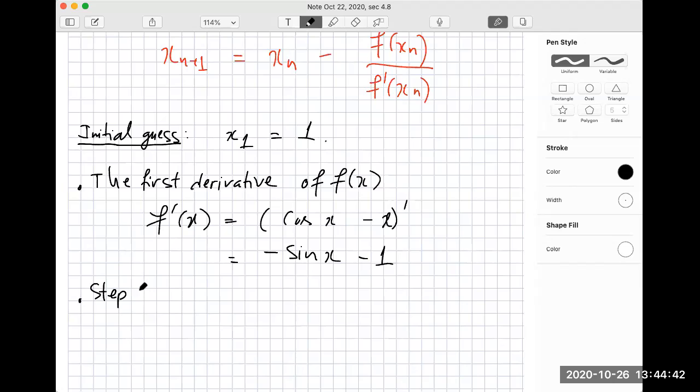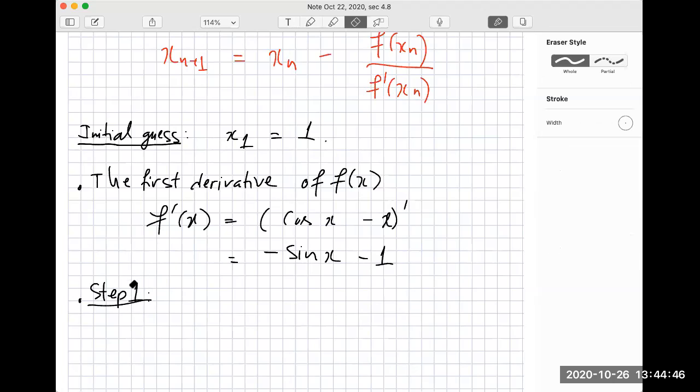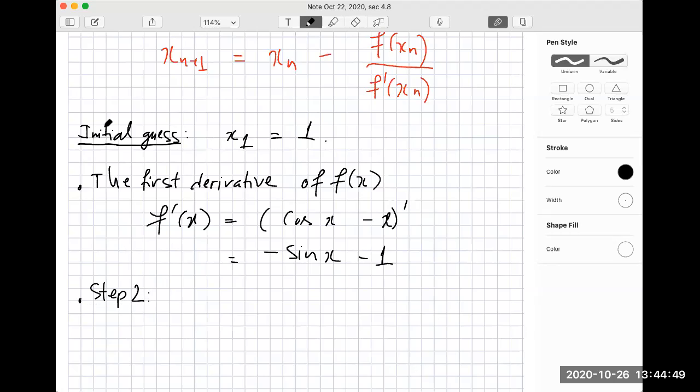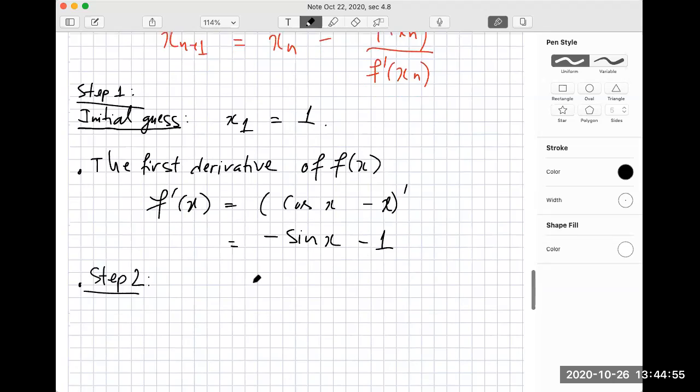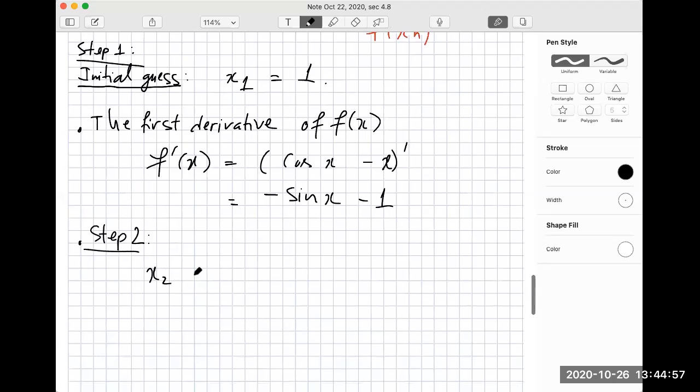let us call it step 1, right? Step 1 is the initial guess. Okay. Then we need to compute x2. And from the Newton method, we know that x2 will be x1 minus f of x1 divided by f prime of x1, right?